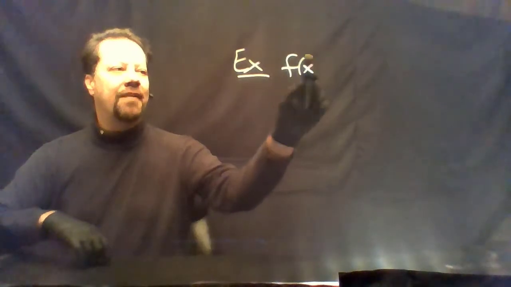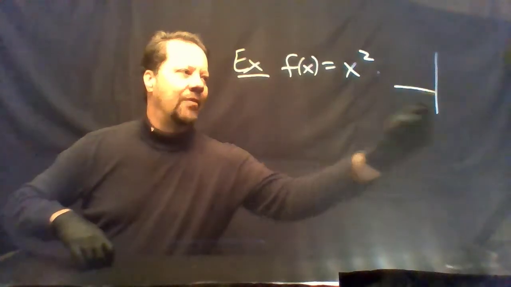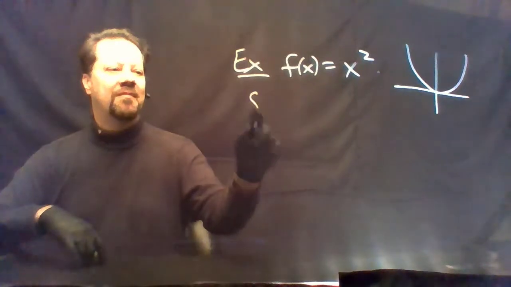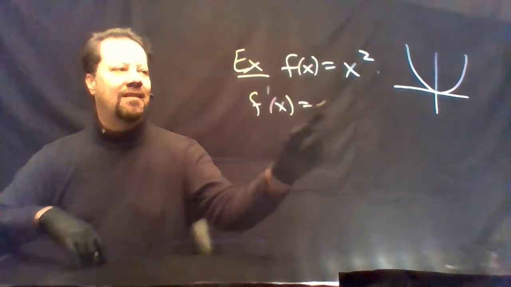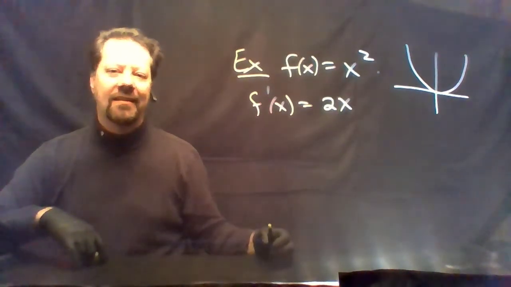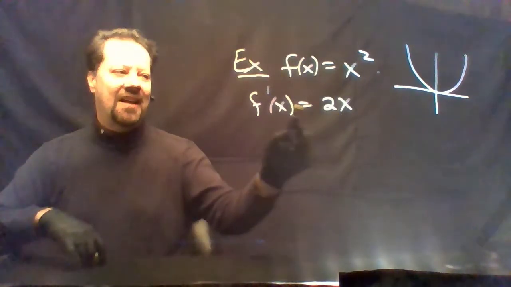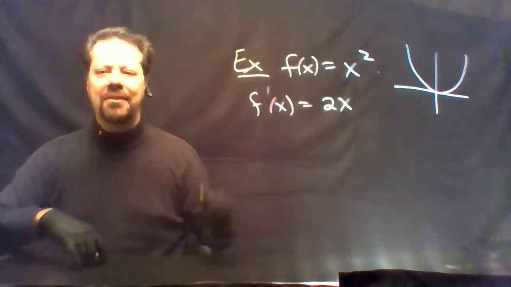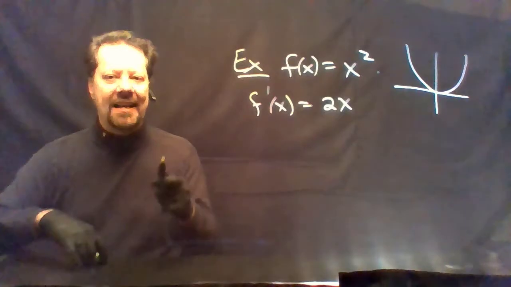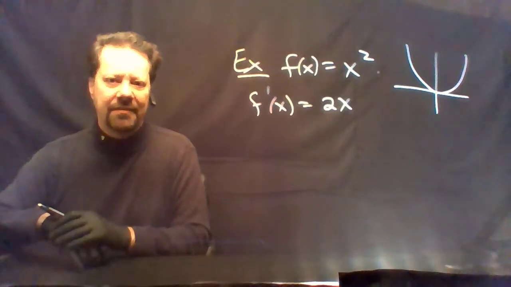Suppose I have the function f of x equals x squared. Everyone knows this is a parabola with vertex at the origin opening up. The derivative is the function 2x. Now, does this function increase as x increases? And how do you determine whether or not a function is increasing? Remember from the last lecture, a function is increasing if its derivative is positive.